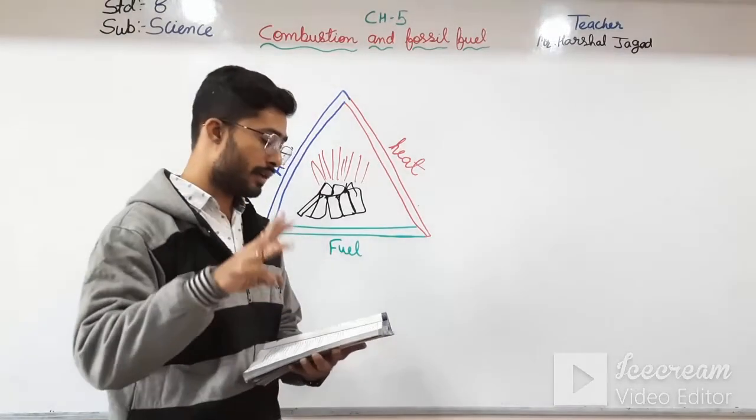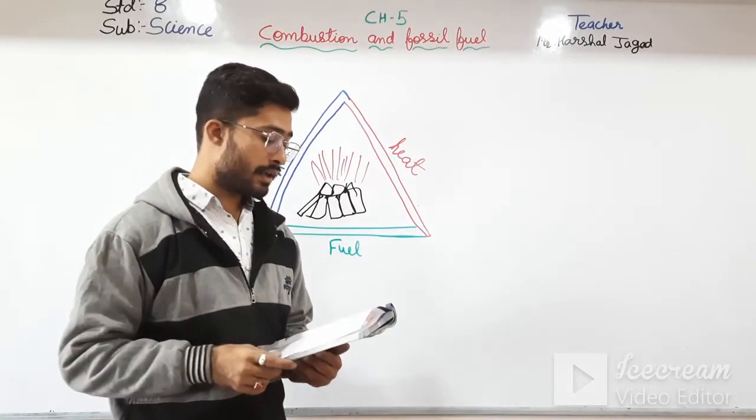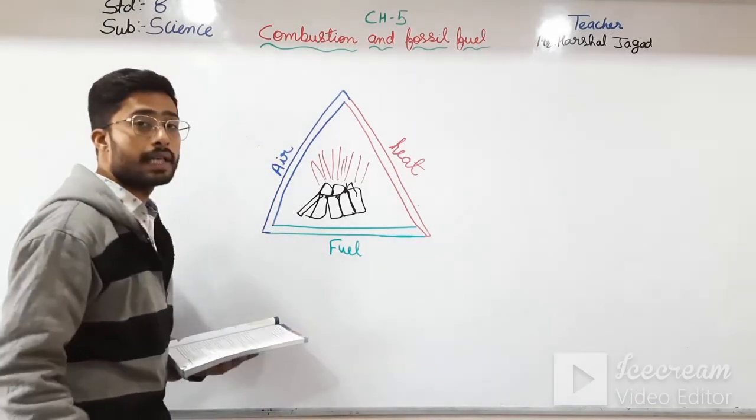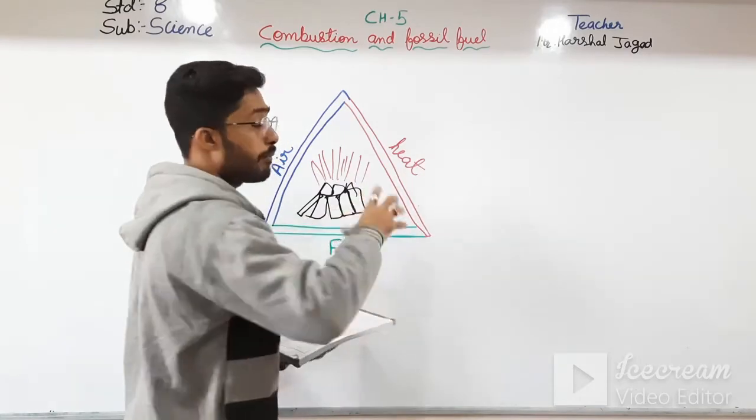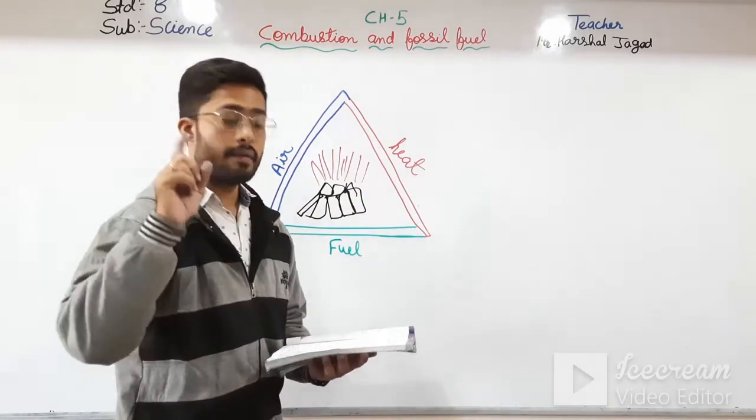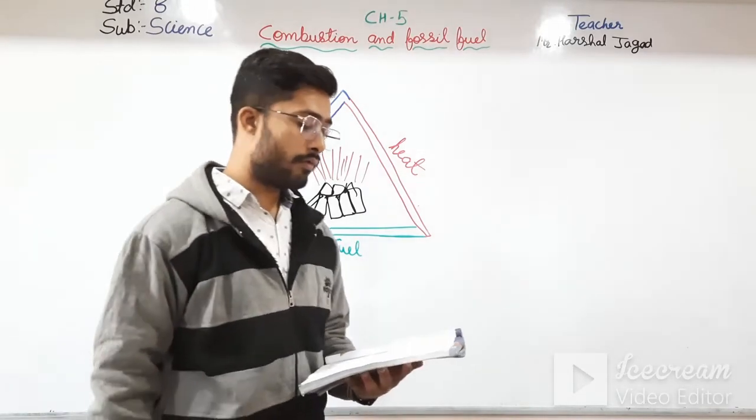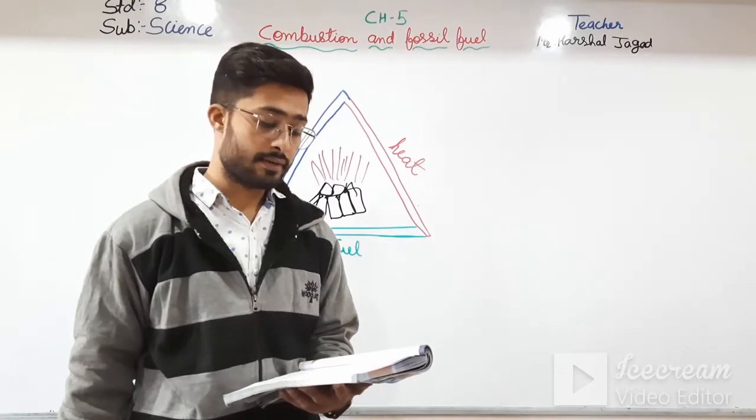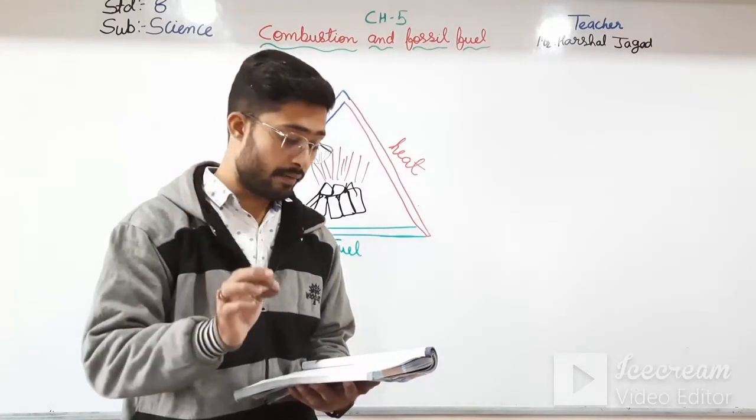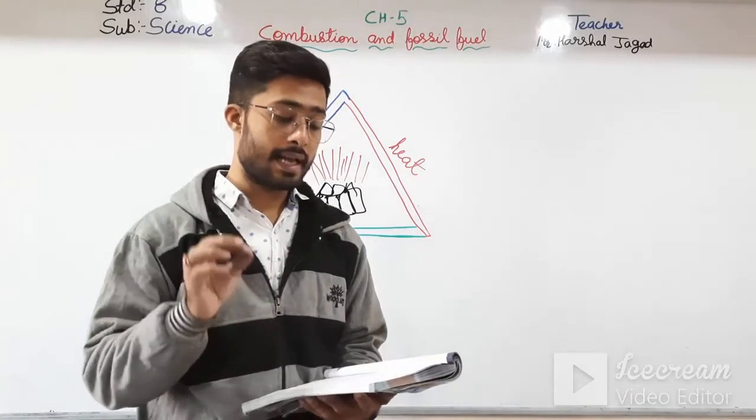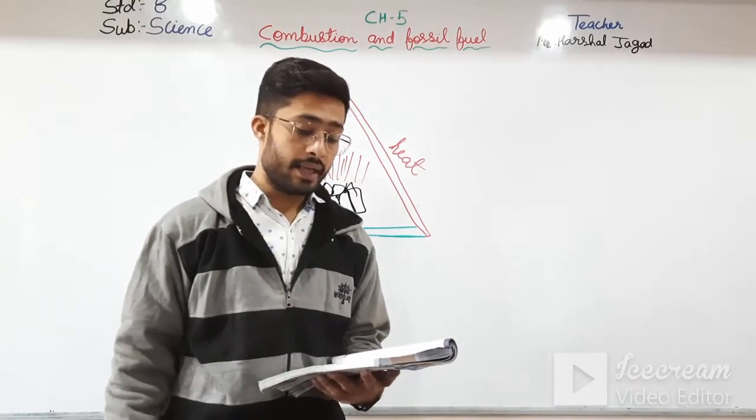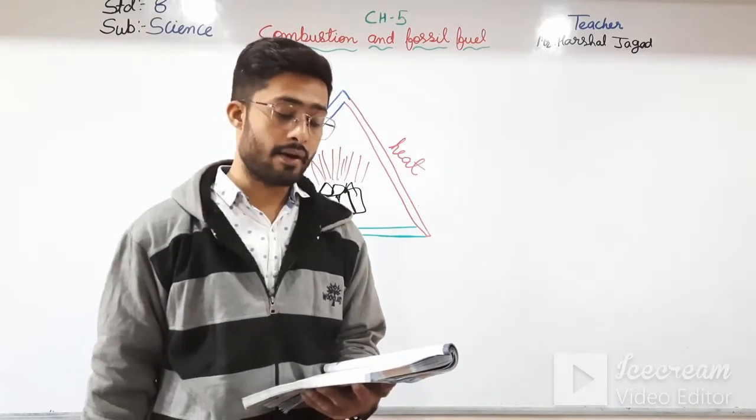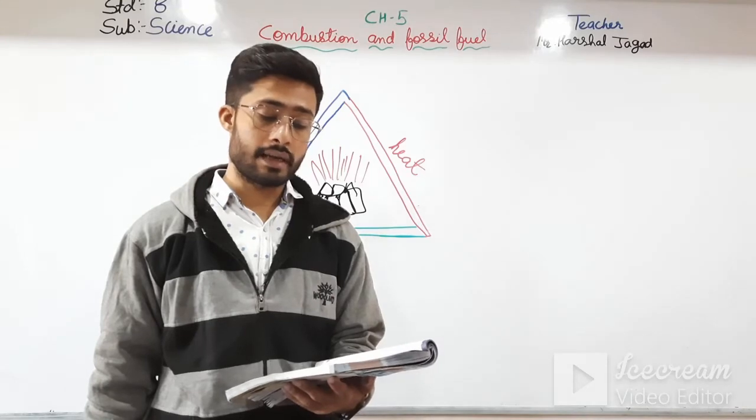Then the third condition, that is attainment of ignition temperature. Attainment of the ignition temperature means a temperature must be there so that it starts burning. Why does a piece of wood have to be heated for quite some time before it catches fire? A substance catches fire only if a certain minimum temperature or ignition temperature has been attained. The minimum temperature at which a particular substance catches fire in the presence of air is called ignition temperature.